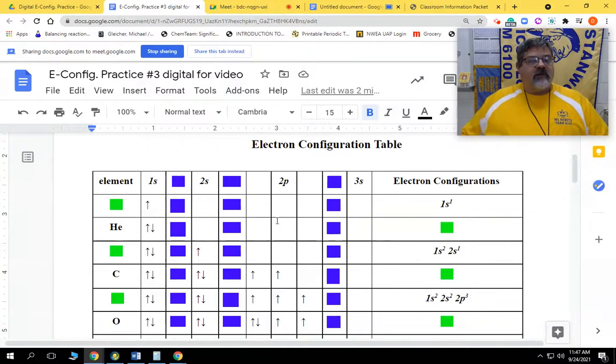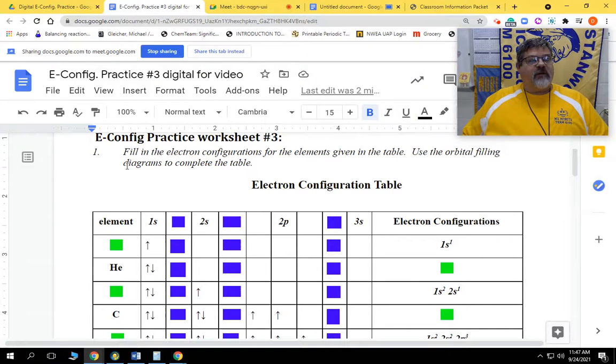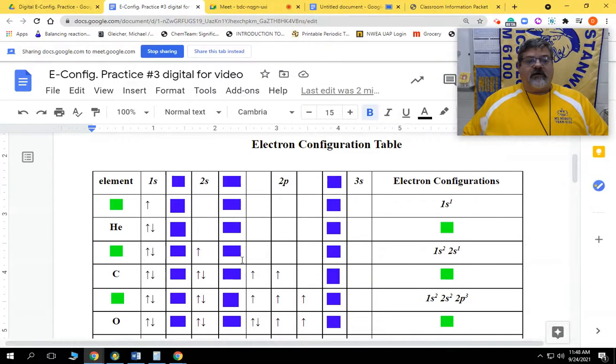So we're going to start right off by looking at this right here, and we can see the question is: fill in the electron configuration for the elements given in the table. Use the orbital filling diagrams, which are the ones in here, the arrows, to complete the table. So we have the arrows here. All we have to do is fill in where the green is.